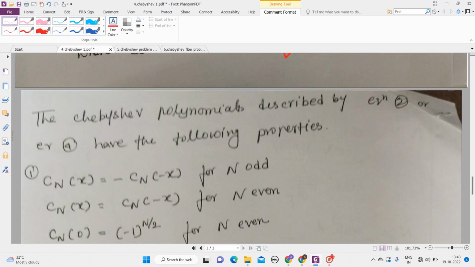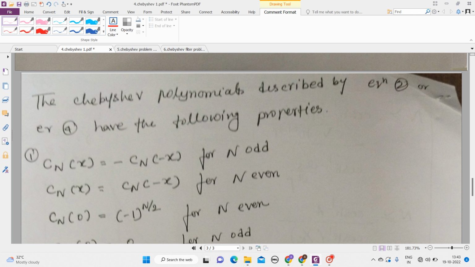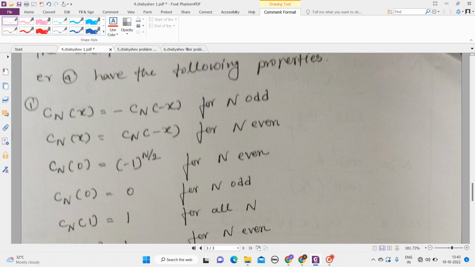Here we can see some properties related to the Chebyshev polynomial. These properties are not that important; I will just read them out. C subscript n of x, for n odd: you know this from the basic concepts of signals and systems. C subscript n of x equals minus Cn of minus x. If it is even, we won't get the minus symbol: Cn of x is equal to Cn of minus x, if n is even.